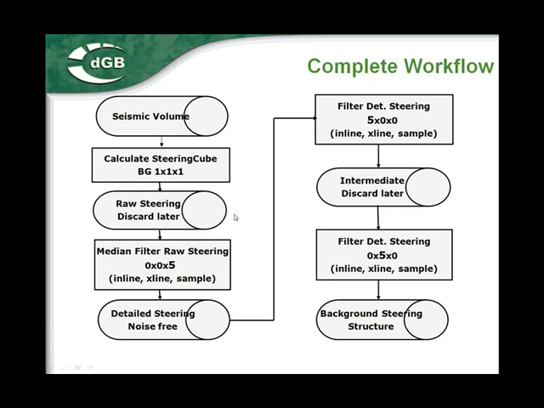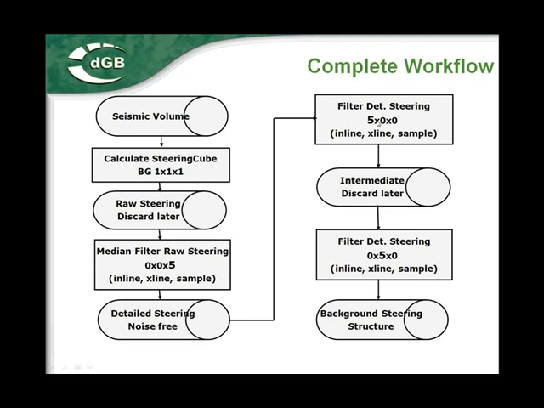Because the gradient steering is too noisy, we always have to apply a median filter for raw steering. Typically I use a step out of 5 samples up and down. The step outs are always defined in samples, not in time, in OpendTect. What I would get from that is a detailed steering which is more or less noise free. So that is a final product I want to keep.